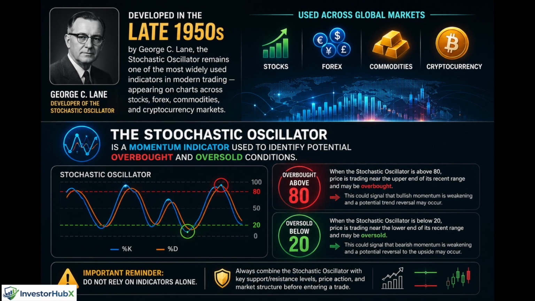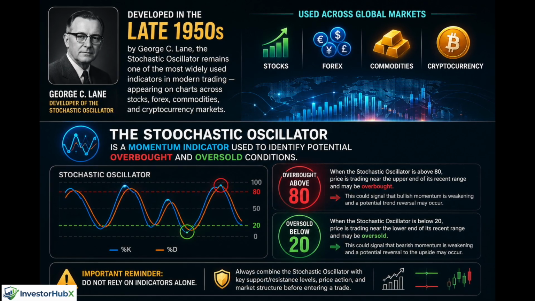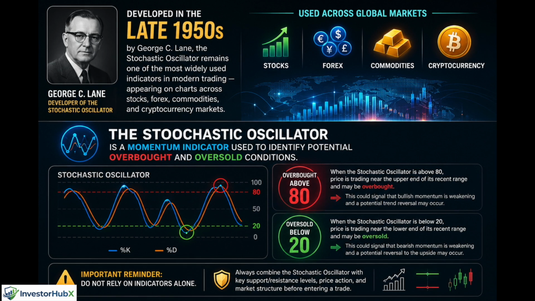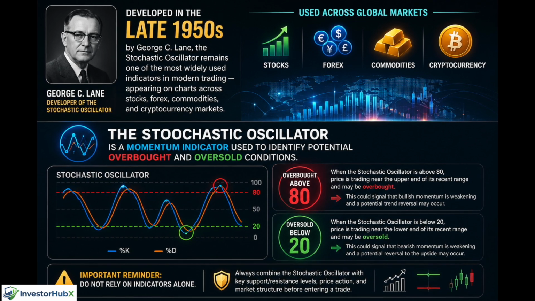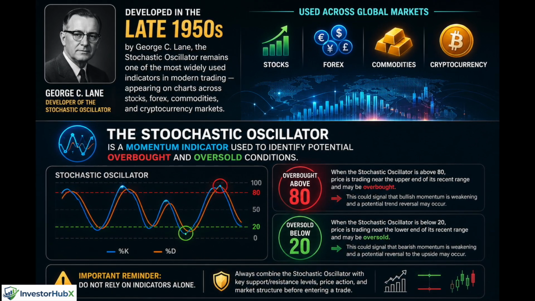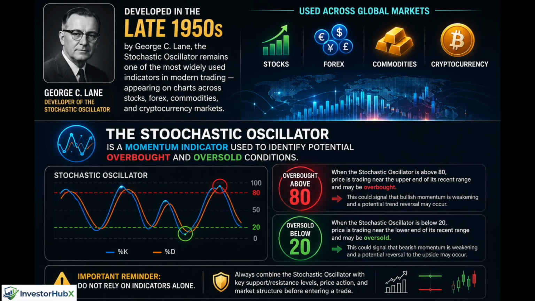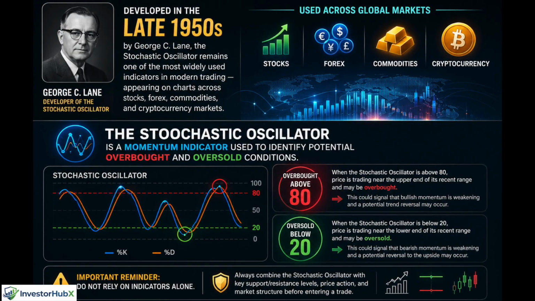Developed in the late 1950s by George C. Lane, the stochastic oscillator remains one of the most widely used indicators in modern trading, appearing on charts across stocks, Forex, commodities, and cryptocurrency markets.